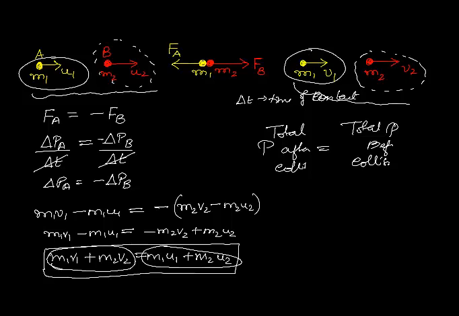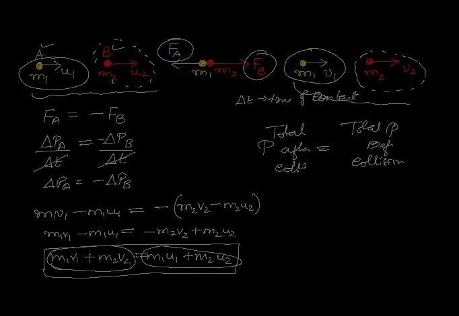But there is a condition required for this, and the condition is that there must not be an external force acting on our system. These forces, Fa and Fb, are the forces which are internal to my system, and my system consists of particles A and B. So as long as there is no net external force acting on my system, the momentum of that system is conserved. That is the powerful principle of the law of conservation of momentum.